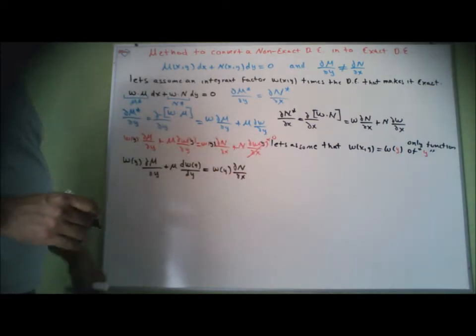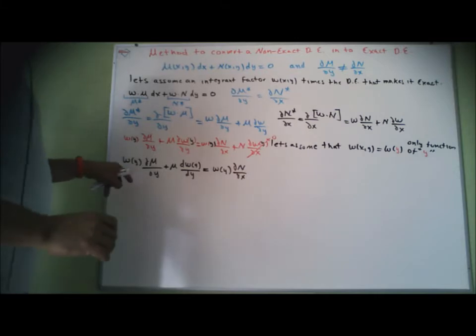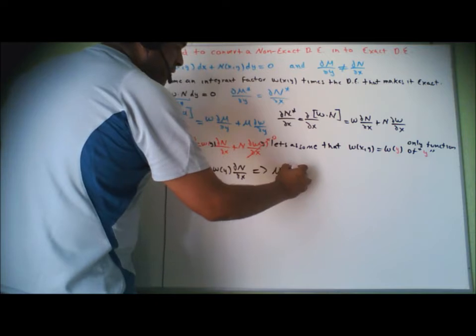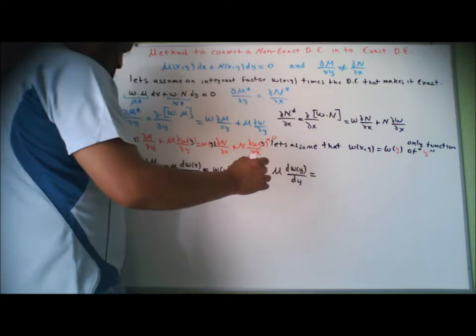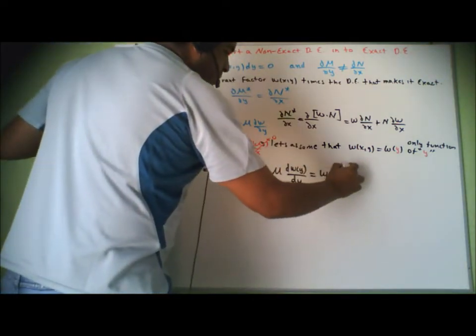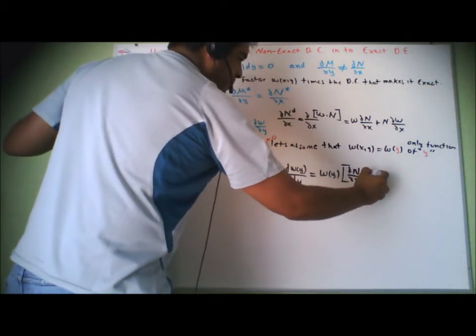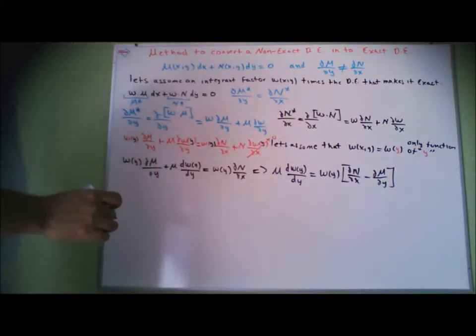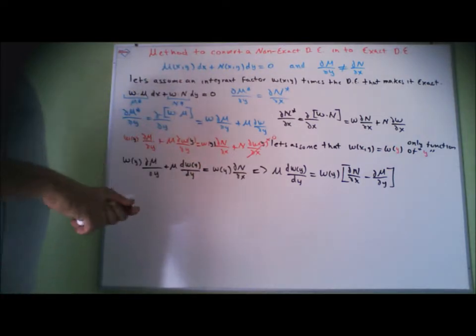Okay, and that is 0. I'm going to move this to the other side and factorize the w of y. So what happens here is that m times the derivative of w of y with respect to y is equal to w of y times the partial of n with respect to x minus the partial of m with respect to y. Now this is a variable separable differential equation. As you can see, it's the same procedure as the previous, but now it is with y. So let's separate the variables.